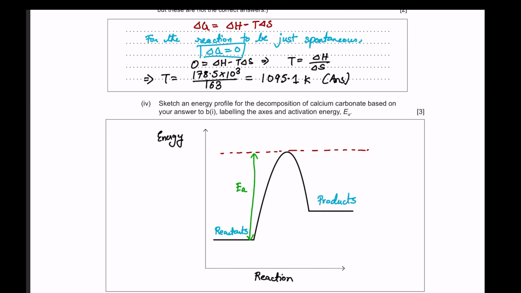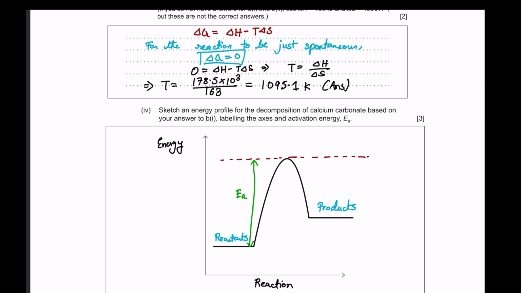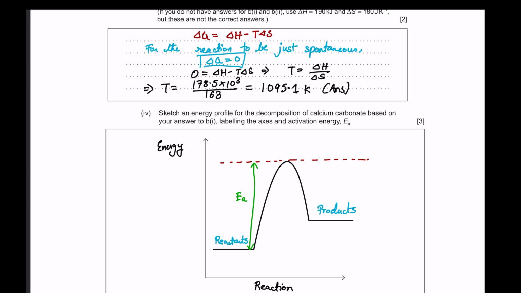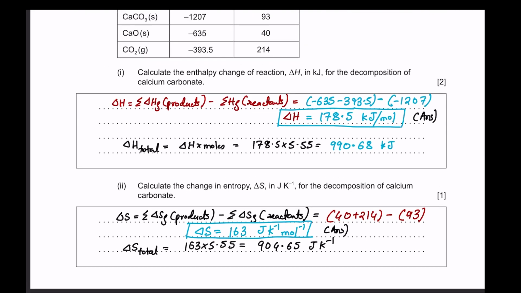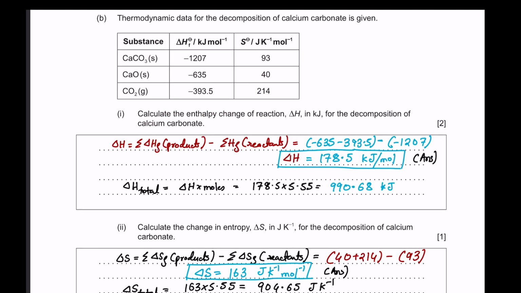Now we'll be going to part 4. Here we have to sketch the energy profile for the decomposition of calcium carbonate based on your answer to B1, labeling the axis and activation energy. The reaction coordinate, or how much the reaction is proceeding, will be plotted on the x-axis, while the energy will be plotted on the y-axis. Now we have to show the activation energy in this graph, and we need to draw the graph with reference to part B1. In B1, we saw that our delta H of this reaction is positive.